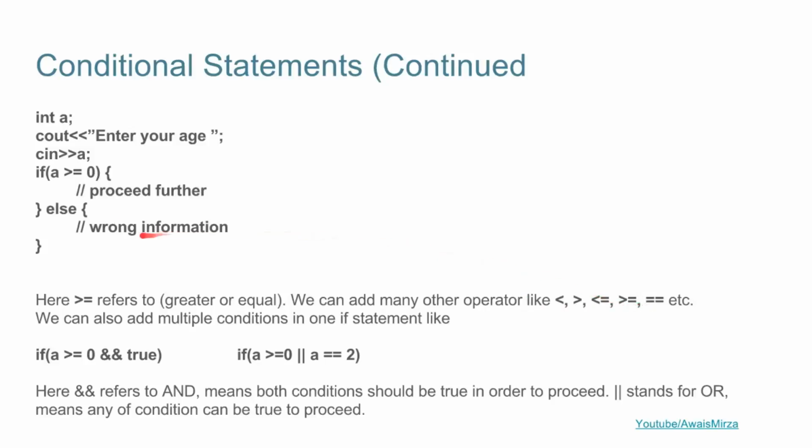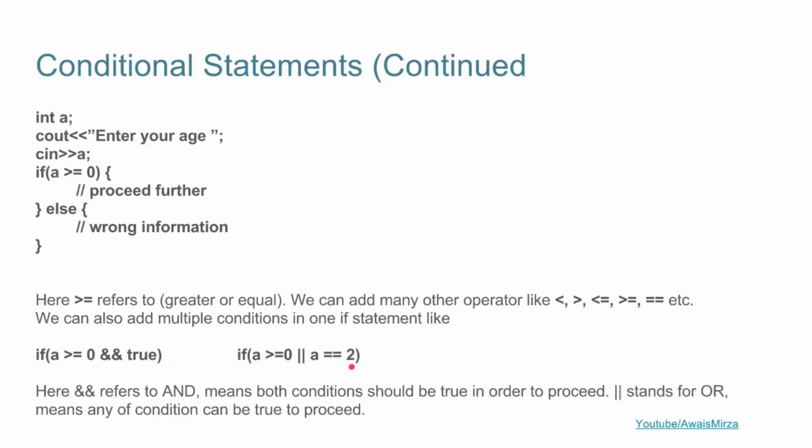If we want to check if a equals 10, a equals 20, then we can write double equals. Single equal is used to assign a value inside a variable, but inside an if condition we need to use double equals. So we can also add and, or, and we can write multiple conditions. Like if we want to check if the age is greater than 0 and is true, it's always going to be true, but we need to write the actual condition right here. I have just written it for illustration.